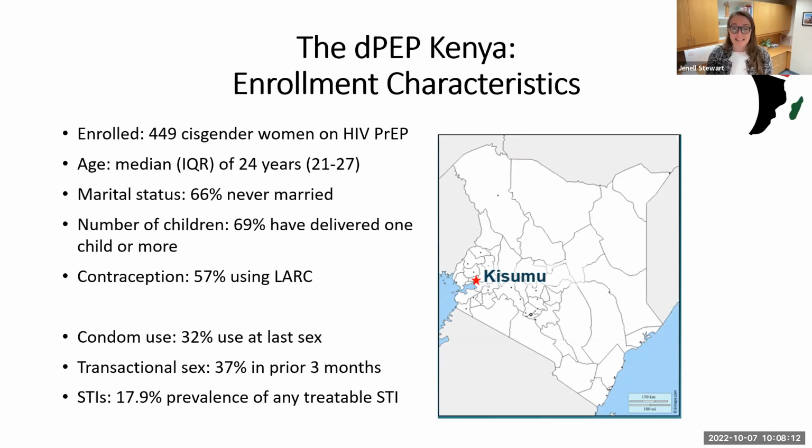Condom use with the last intercourse at the time of enrollment was low at around 32%. Indicative of the need for another form of STI prevention, because clearly condoms were not working for this population. We asked about transactional sex in the last 3 months, and 37% of our participants had engaged in some form of transactional sex in the last 3 months. At enrollment, we had a combined prevalence of 17.9% of chlamydia, gonorrhea, and syphilis, with syphilis rates being incredibly low, true to this region, only 2 cases of syphilis at enrollment. So primarily driven by chlamydia as well as some gonorrhea at enrollment. Next slide.